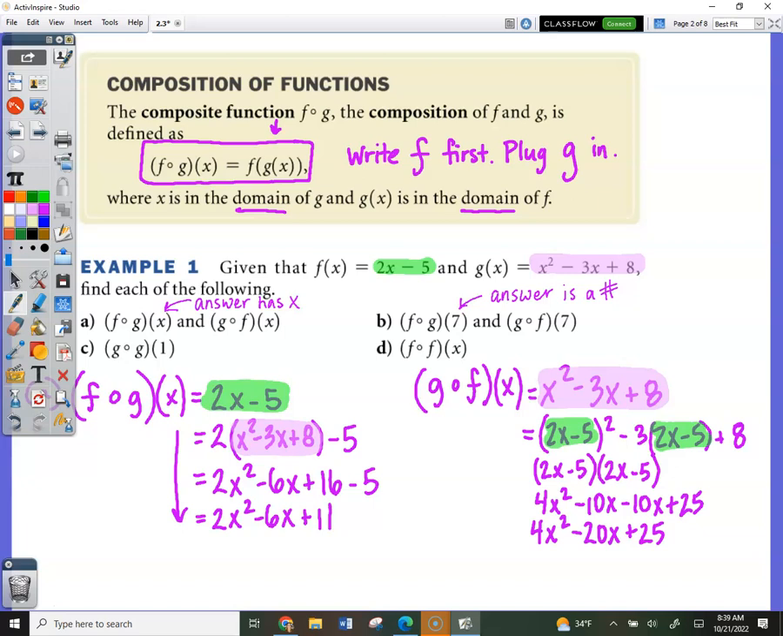Now, that's not the final answer. That was me just finding that binomial squared, right? Right here where I was writing it out, I'm going to go back and distribute this negative 3 to these. I'm just going to write it right here. That's minus 6x plus 15, bring down the plus 8, right? So this was me finding that binomial.